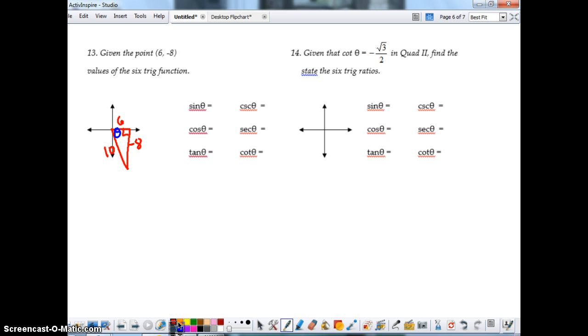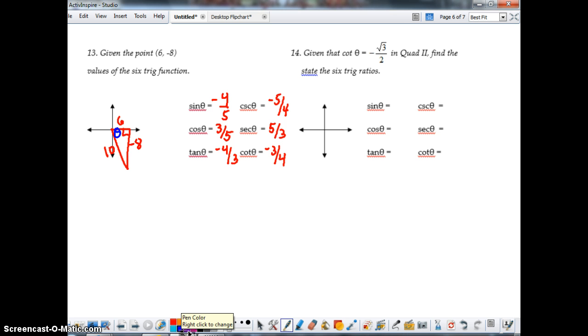So now when I fill this in, sine is the opposite, so that's -8, over the hypotenuse, 10, so that's -4/5. Cosecant, you can flip it to be -5/4. Cosine is 6/10, so it's 3/5. Secant, you flip it to be 5/3. And tangent is going to be -8/6, that's -4/3. Flip it to be -3/4 for cotangent.